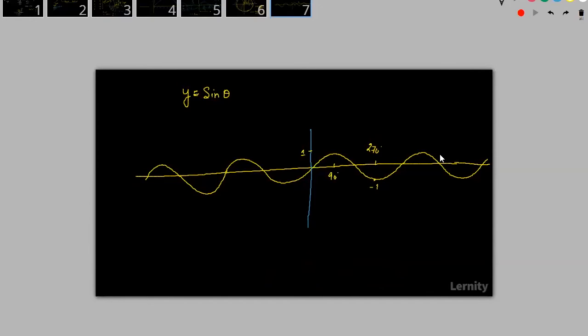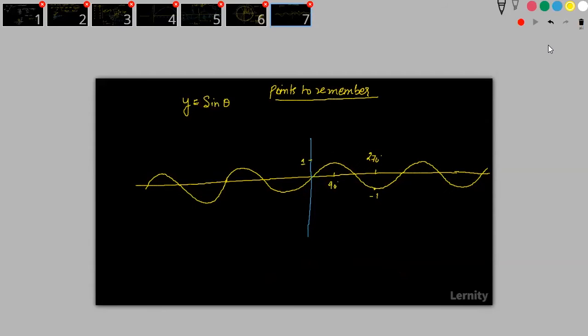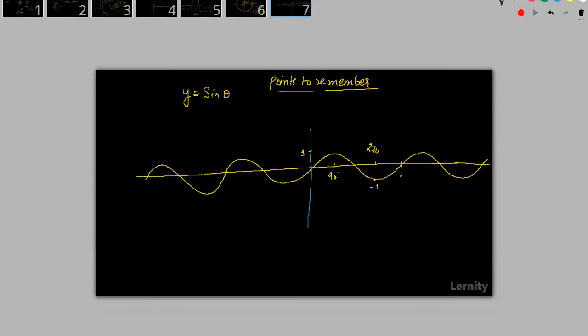Okay, some points to remember. What is this graph telling about the value of sine? This graph is telling the values of sine for different theta. Suppose this is 270, and this is 360 degrees, and so on. For different values of theta, this curve will tell you the exact value of sine theta.